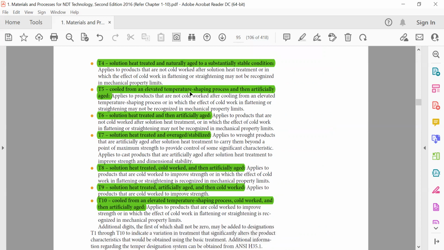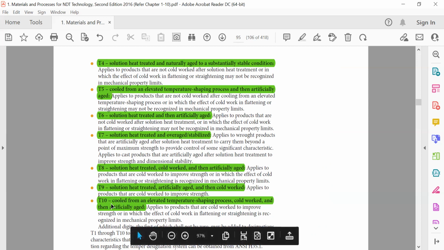T5, cooled from an elevated temperature shaping process, then artificially aged. T6, solution heat treated and then artificially aged. T7, solution heat treated and overaged, stabilized. T8, solution heat treated, cold worked and then artificially aged. T9, solution heat treated, artificially aged and then cold worked. T10, cooled from the elevated temperature shaping process, cold worked and then artificially aged.